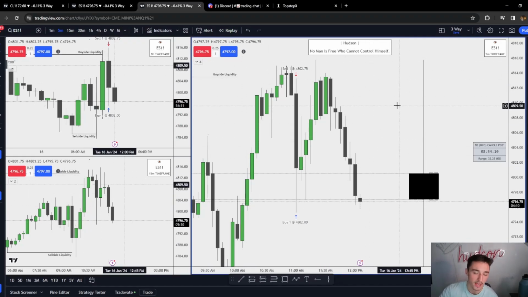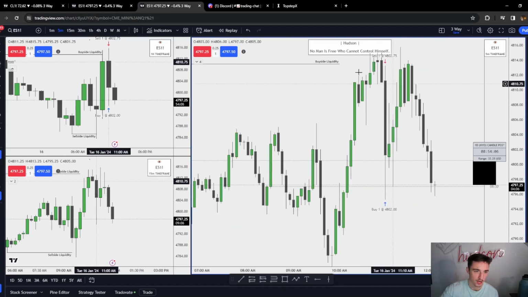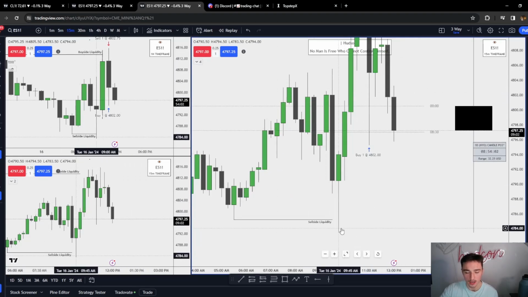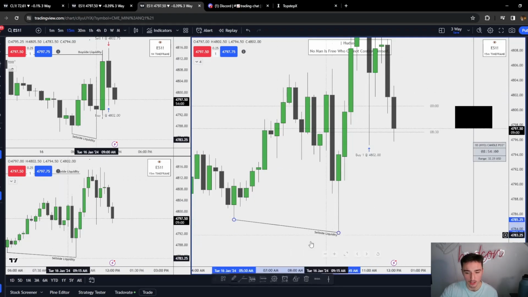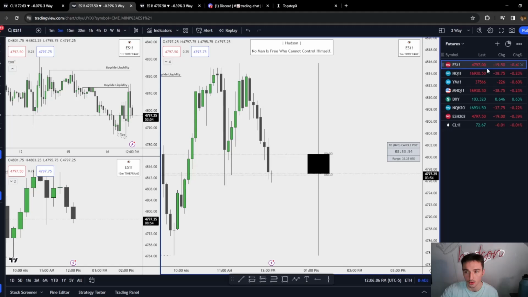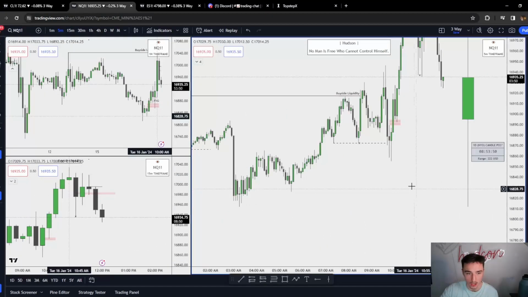So this right here, it was a unicorn setup, right? If we go to the 15-minute, we see NQ or ES takes out this low. We actually form SMT here, and this was a great long on the NQ because if we take a look at the NQ, we see NQ at that time. This is NQ, nowhere close to taking that low.